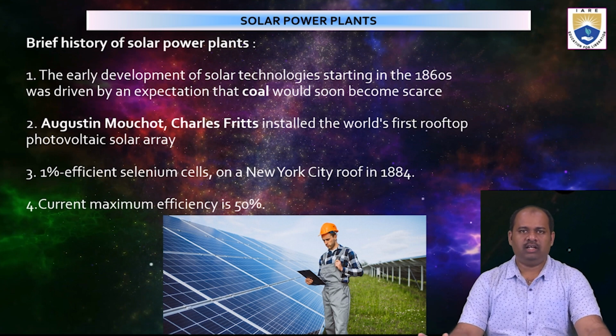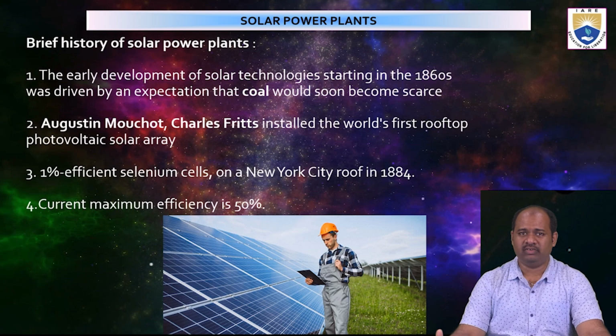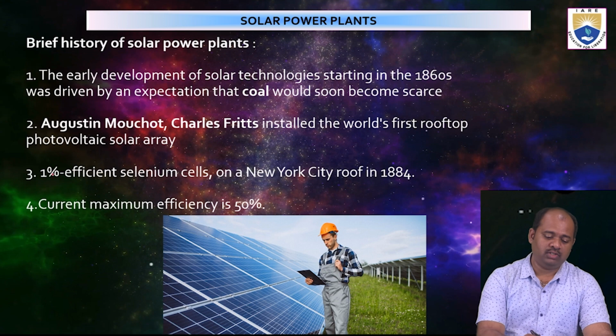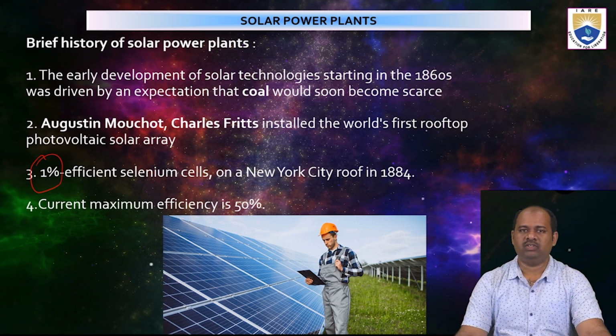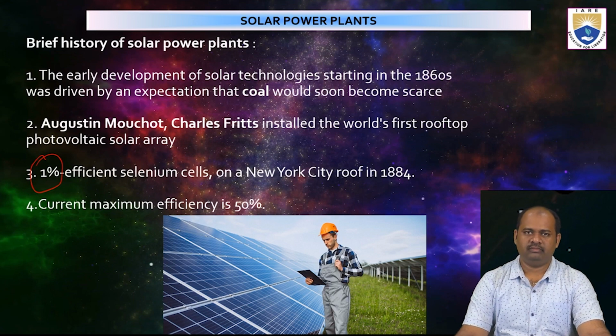In the year 1884, probably after 24 years of research, they developed solar panels which were installed in New York City. And these solar panels had an efficiency of about 1%. Only 1% efficiency was there for the solar panels developed back in 1884. So they were first installed in the city of New York.